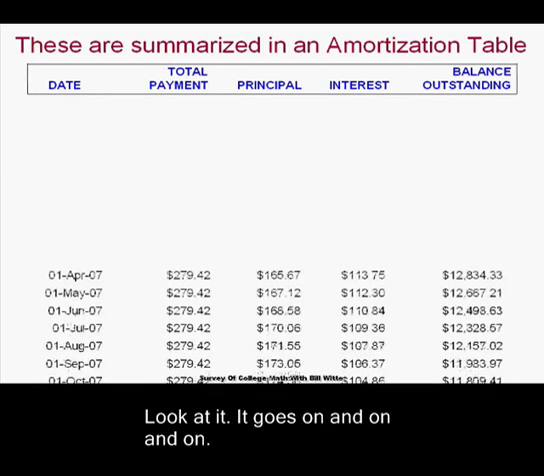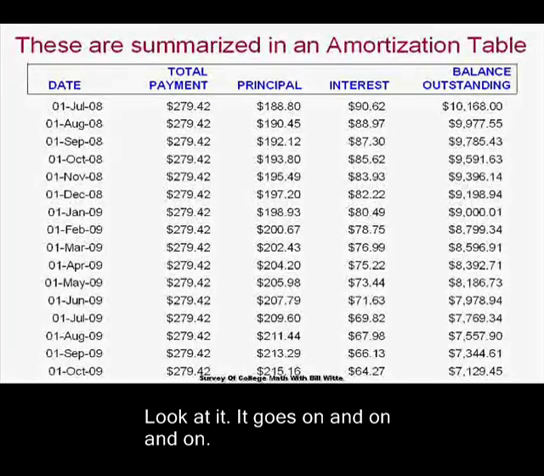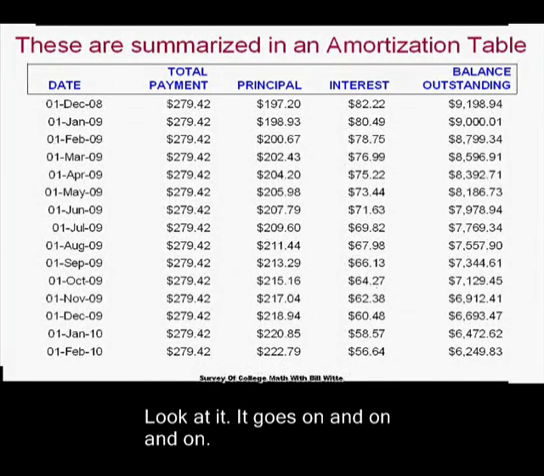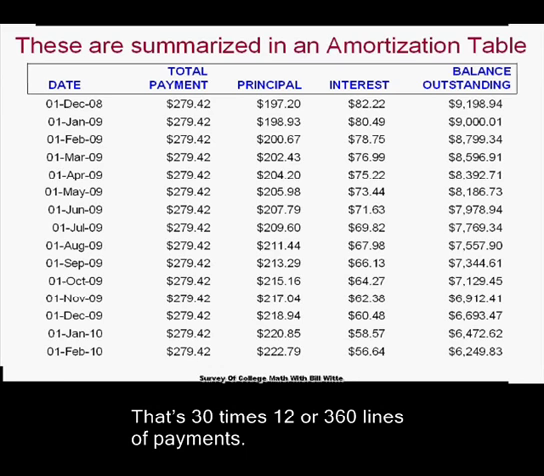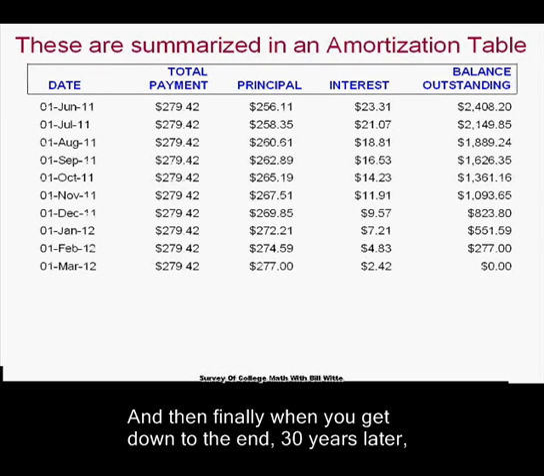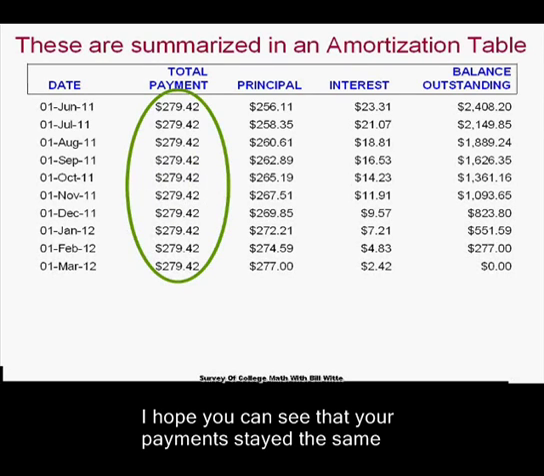This series of payments is typically summarized in what we call, I showed you last time, an amortization table. Look at all, it goes on and on and on. It could go on for, well, for a home, typically people borrow money for 30 years. So that's 30 times 12, 360 lines of payments. And then finally, when you get down to the end, 30 years later, you can see that your payments stayed the same.